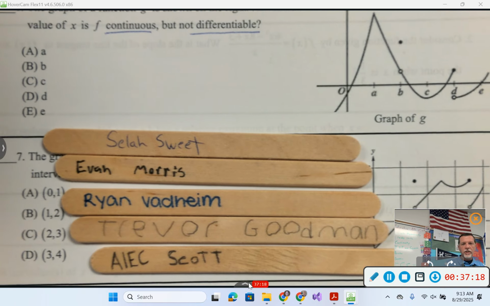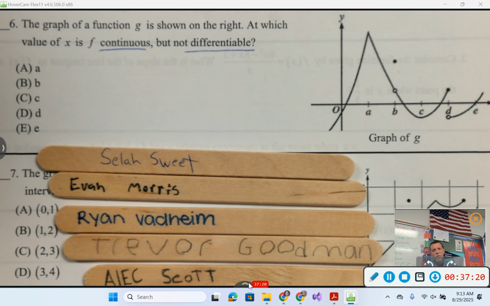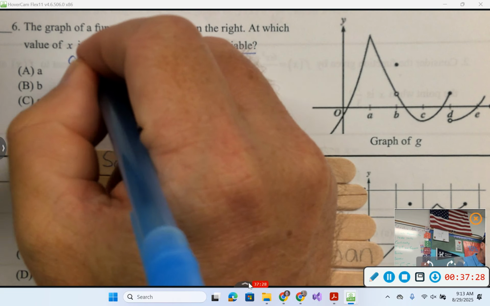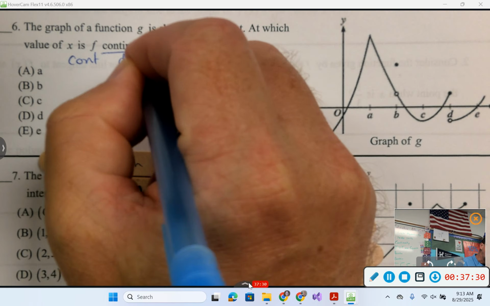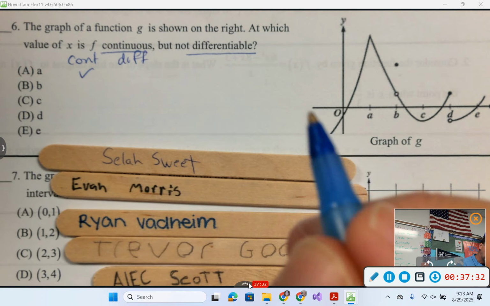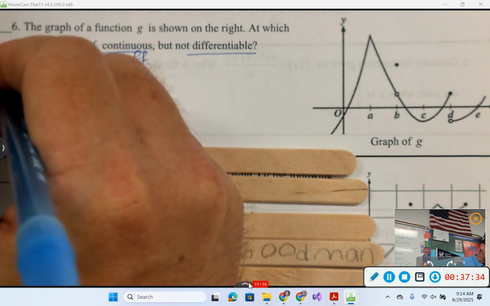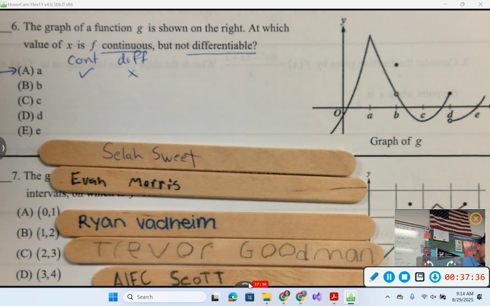So in order here, Sayla, tell me about point A. Is it continuous and is it differentiable? I put it's continuous but not differentiable. Good. Perfect. We'll just do a little checklist here. Continuous, yes. Not differentiable. So I think that's our answer.